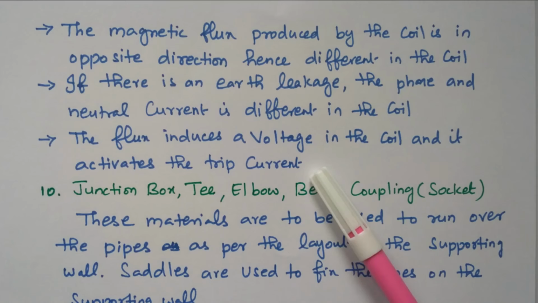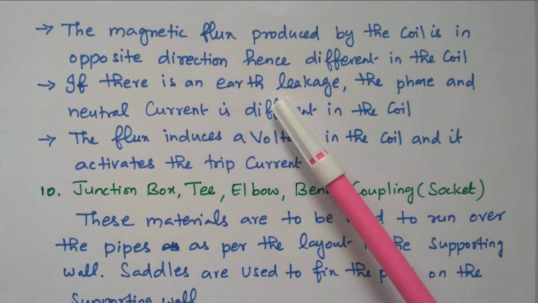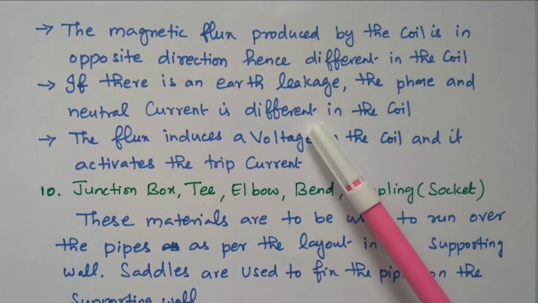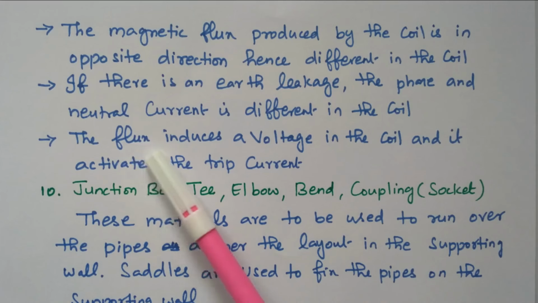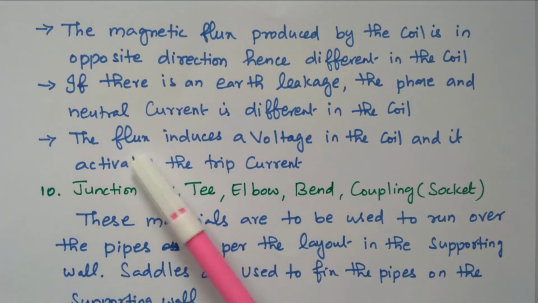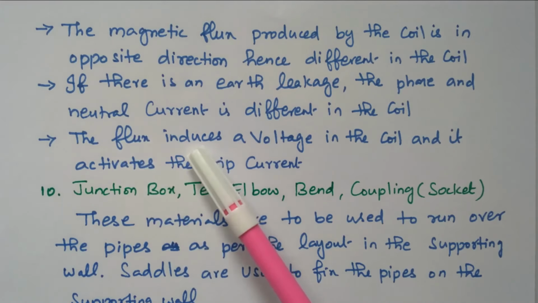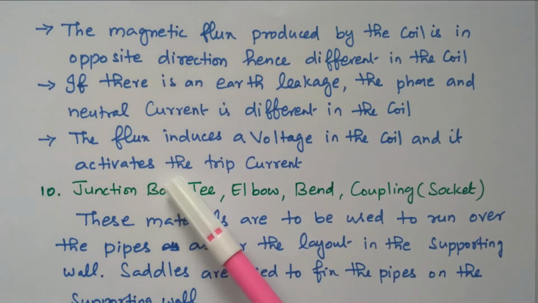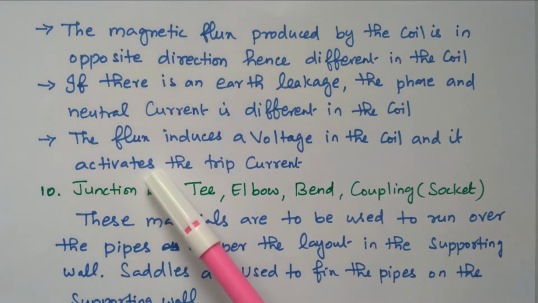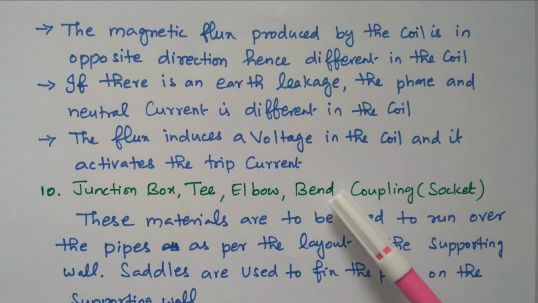So if the fluxes are equal, nothing will happen. If there is any earth leakage, a difference in flux will occur due to the difference in current. That current will produce the EMF and produce the flux in the coil. That flux will attract the contact so that the circuit is disconnected.